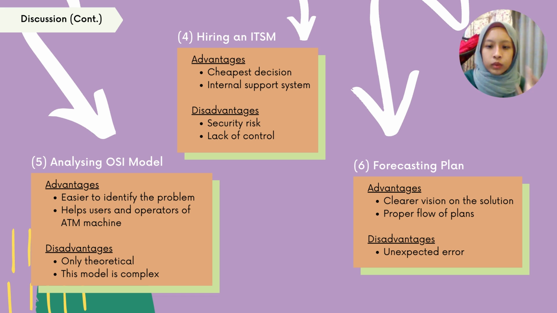Lastly, to have a forecasting plan, which will give us a clear vision on how to reach the alternative solution. It will also create a proper plan in order to reach the goals to solve the failure problem permanently. But one small issue for this solution is that there might be some unexpected error along the way as it is only just a reference to possible future.